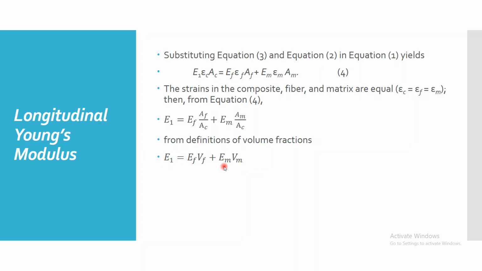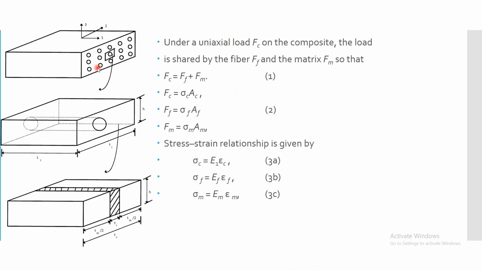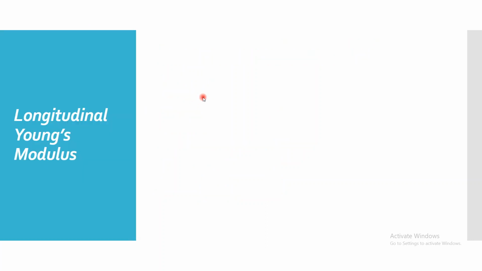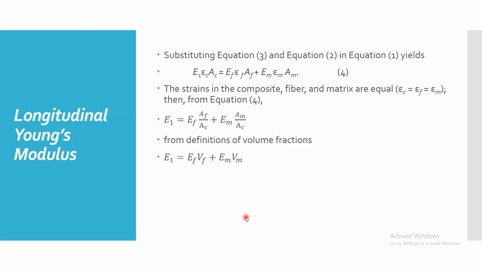So you should always be aware that E1 is valid only in the direction of the fiber. So the Young's modulus is applicable only when load is applied in the direction 1. Okay, so that is what the meaning is.